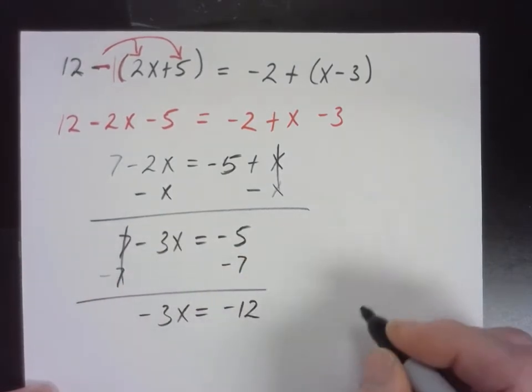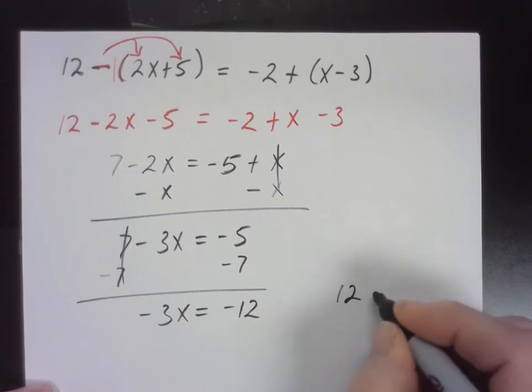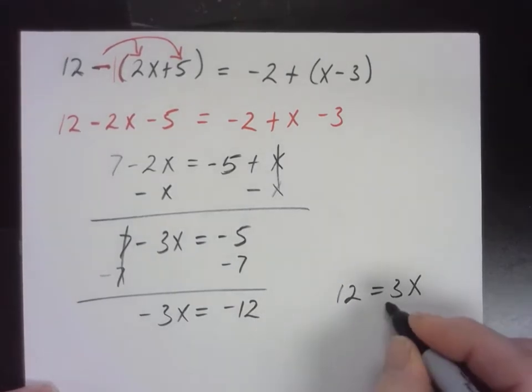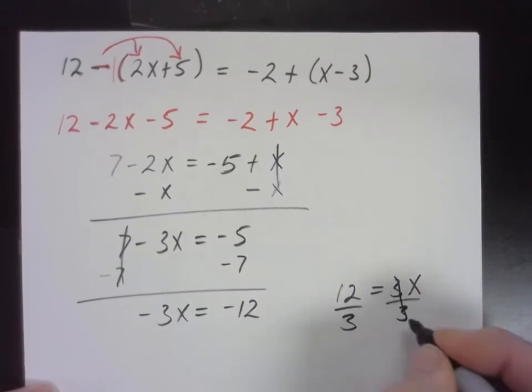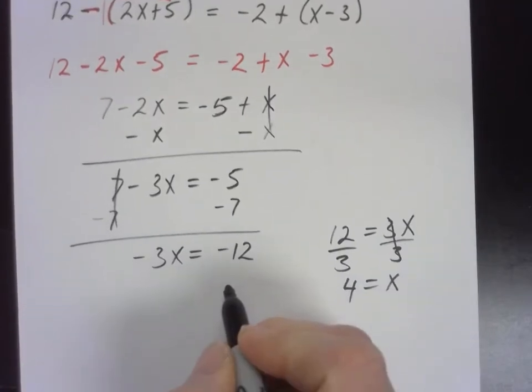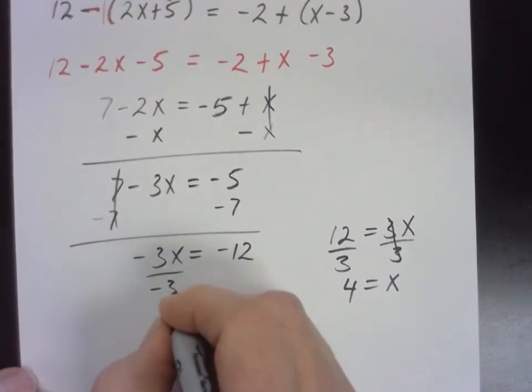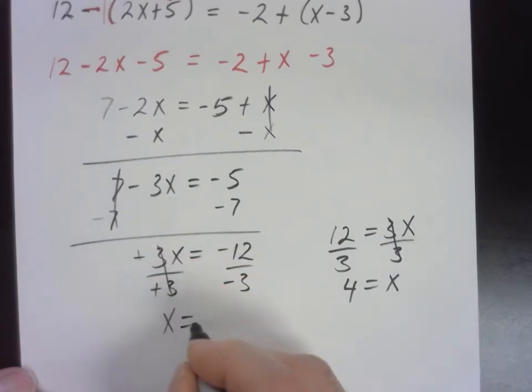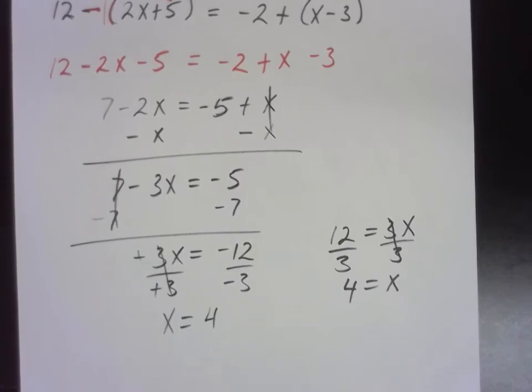Now you guys went ahead and solved this, and you all got 12 equals 3x, didn't you? Right? So you divided both sides by 3, and you got 4 is equal to x. I am going to divide both sides by negative 3, so that I get positive 1. And I still get x equals positive 4. So it doesn't really matter, does it? What do you think? You okay with this?